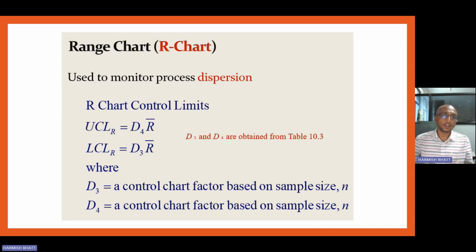Over here, D3 and D4 are nothing but the factors based on the sample size. In the case of X bar chart, the factor A was there. The value of factor A also was dependent on the sample size n. Same way over here in R chart, the values of both factors D3 and D4 depend on the sample size n.